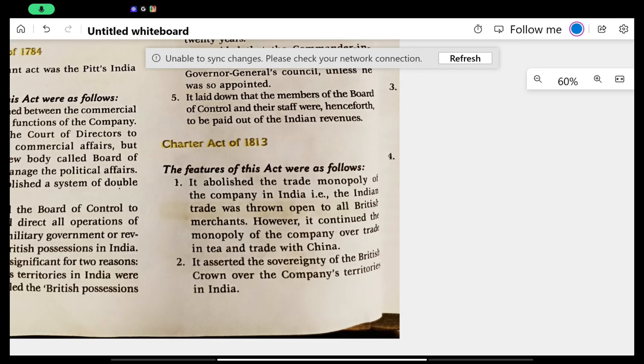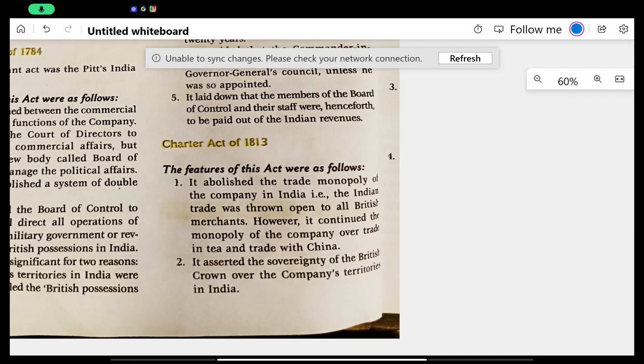First is, it abolished the company's trade monopoly in India except for tea. So it abolished the company's trade monopoly with India, but it did not abolish the company's trade monopoly in tea, and it did not abolish the company's trade monopoly in China in anything. So its trade monopoly with China was as it is, and its trade monopoly in India was as it is only in tea. And now these Indian territories were thrown open to all the British companies.